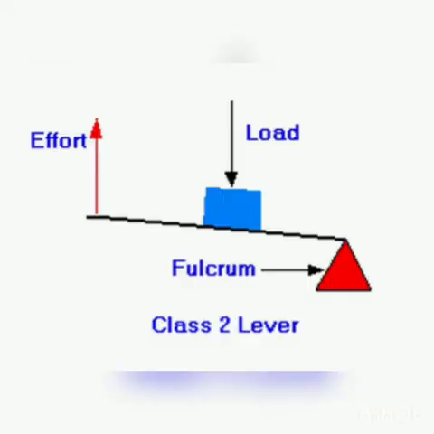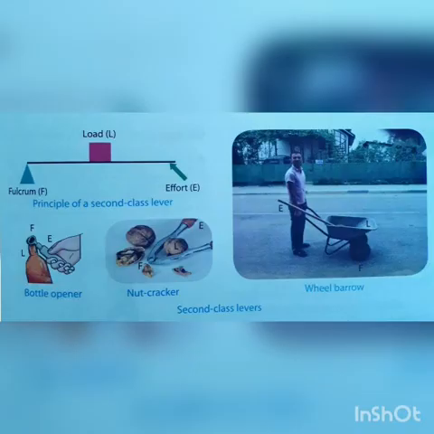Second class lever. In this type of lever, the fulcrum is at one end of the rod and effort is applied at the other end. The load lies between fulcrum and effort. Examples are wheelbarrows, bottle openers, and nut crackers.